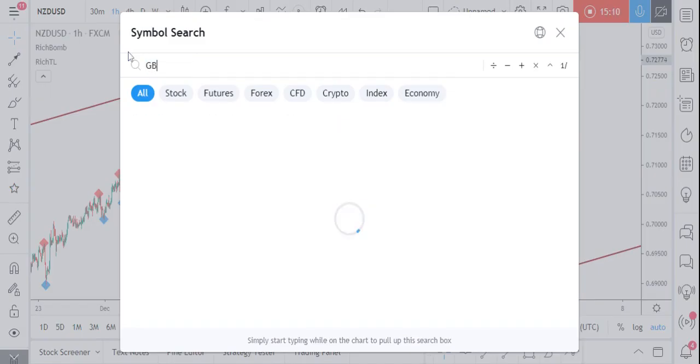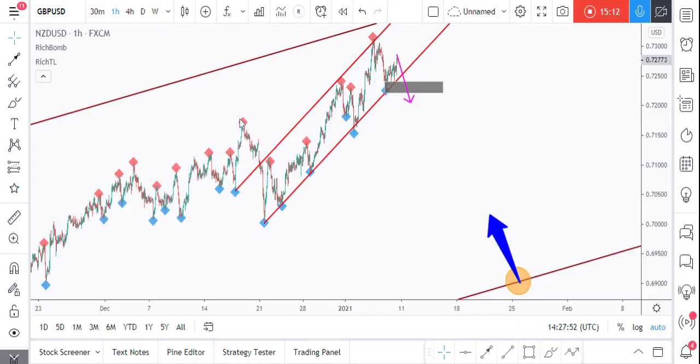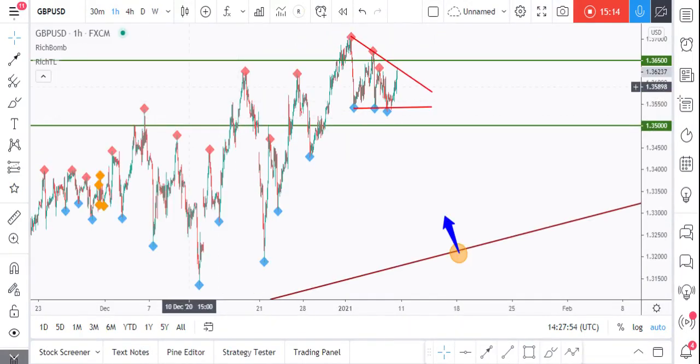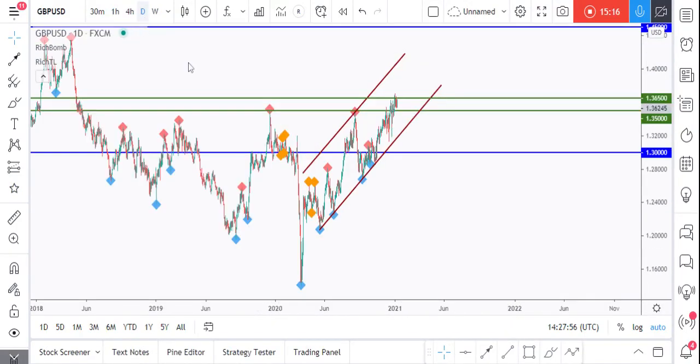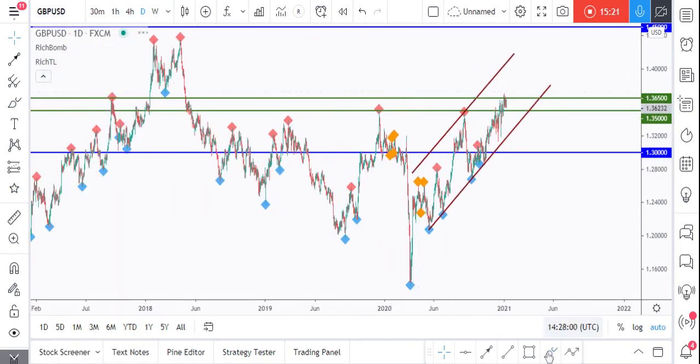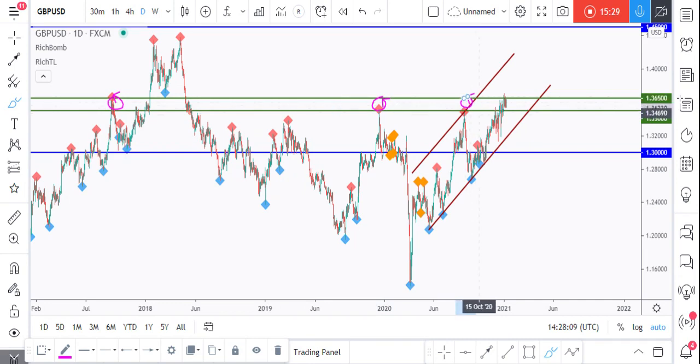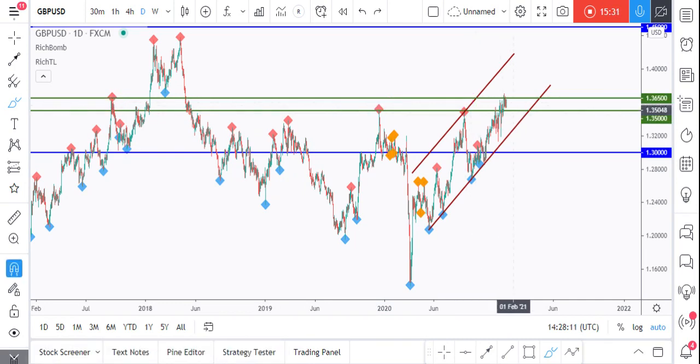So last but not least, we have GBPUSD. Here we go. If we zoom out to daily, price is still sitting around this huge resistance area, and we've got many news on GBP that it will go up or it will go down. Let us not trade what we hear. Let us trade what we see.